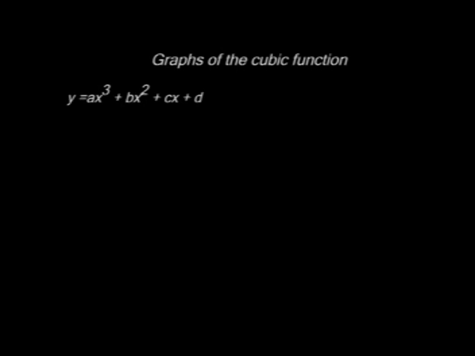Most of such graphs have two turning points, unlike those of quadratic functions, which had one turning point. Just like in quadratic graphs, we first find the values of y for the corresponding values of x. For example, let us plot the graph of y is equal to x cubed minus 3x squared minus 9x plus 2 for the range of x between -3 and 5.